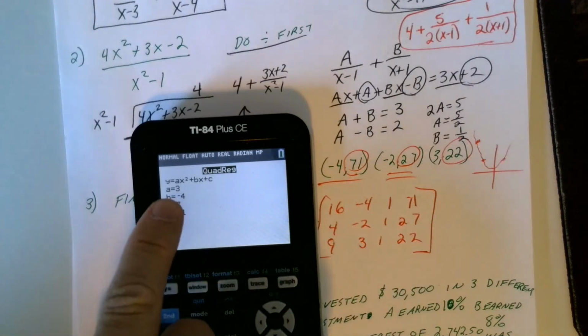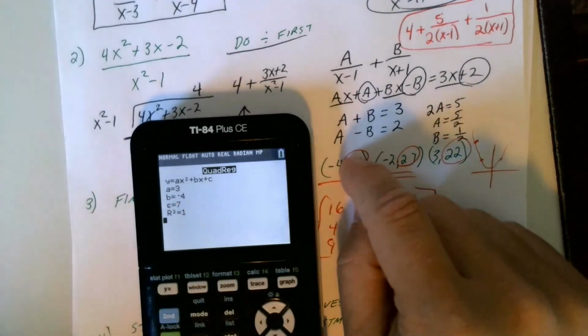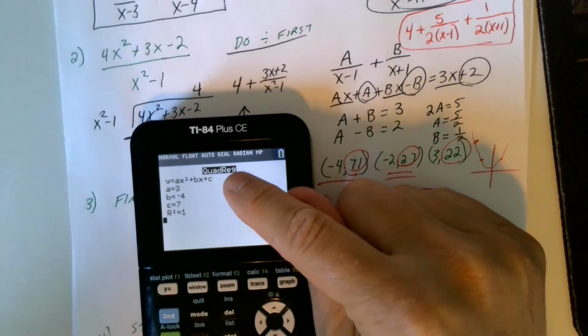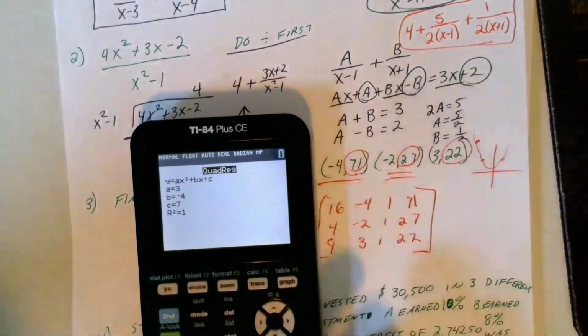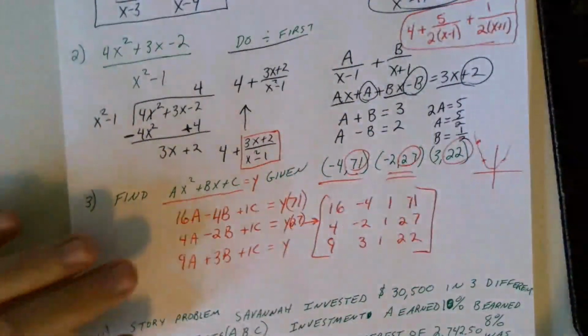And look at 3, -4, and 7. So when it's doing a regression analysis, it's really solving it using systems, or it could be. Okay, so hopefully that was really cool, and you just went like, whoa.